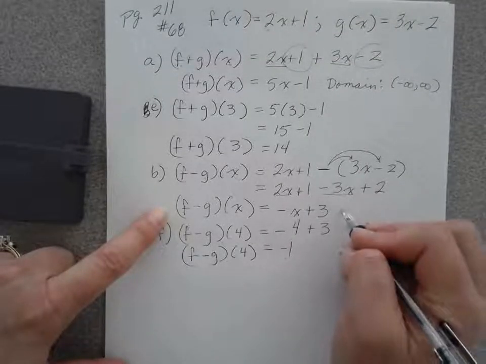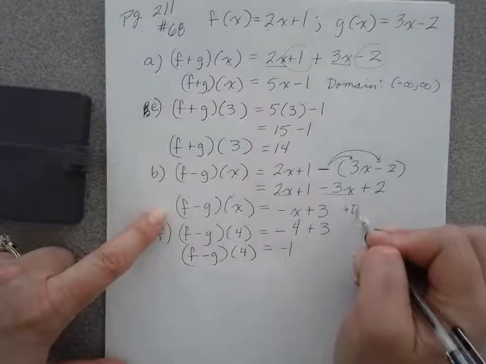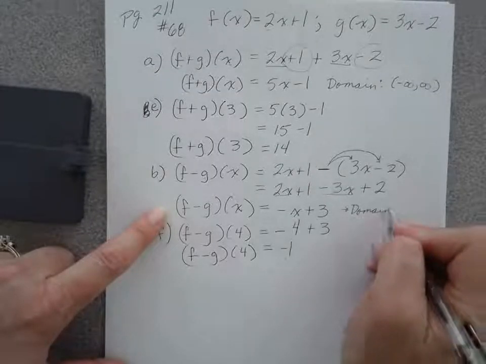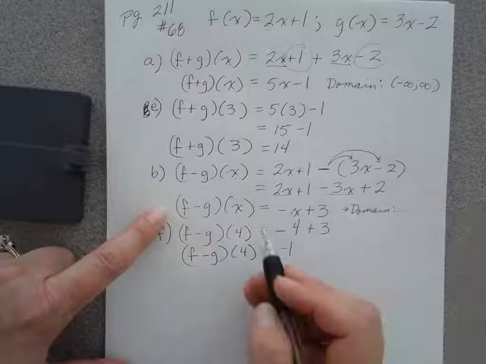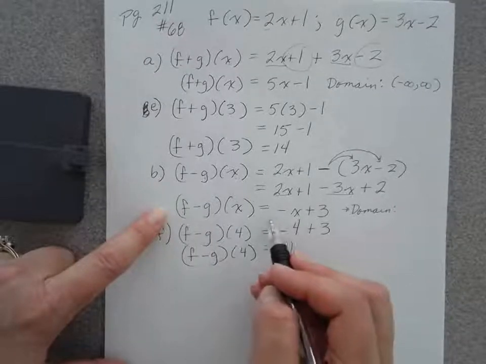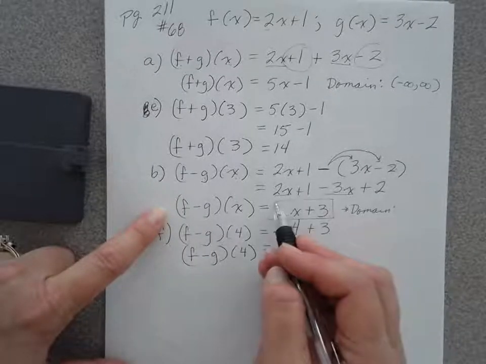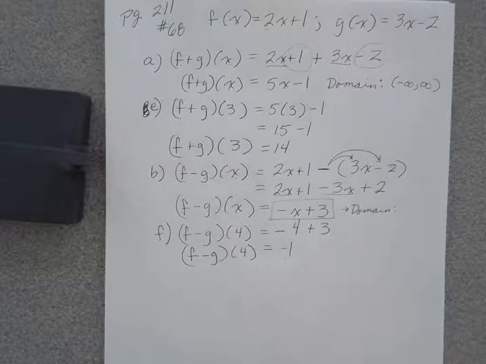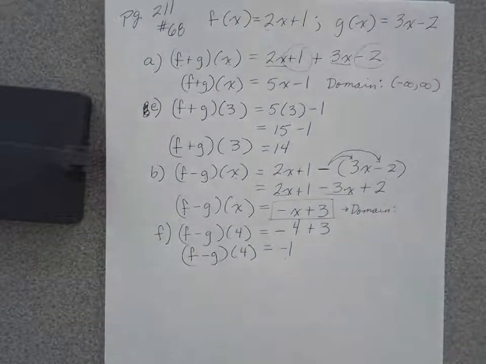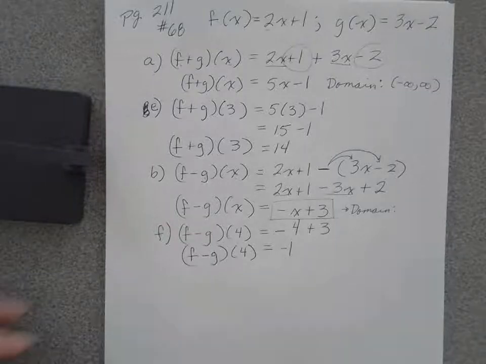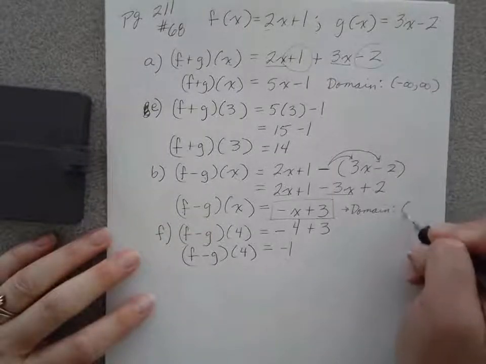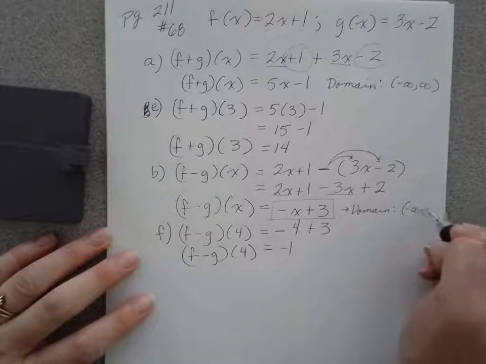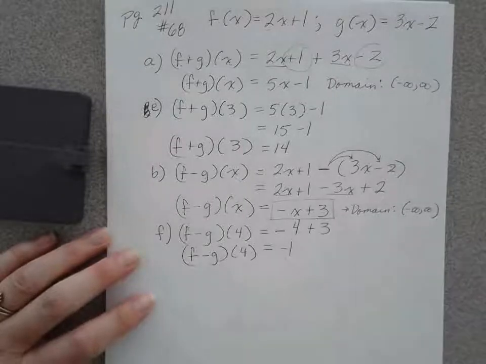So what is the domain there? All real numbers. Does the negative matter? No. What matters? Fractions or square root. Those are the only two things at this point that matter in the domain. Okay? So the domain is all real numbers, negative infinity to infinity.